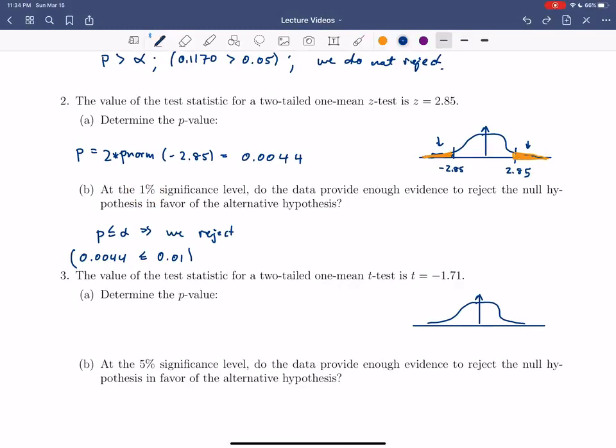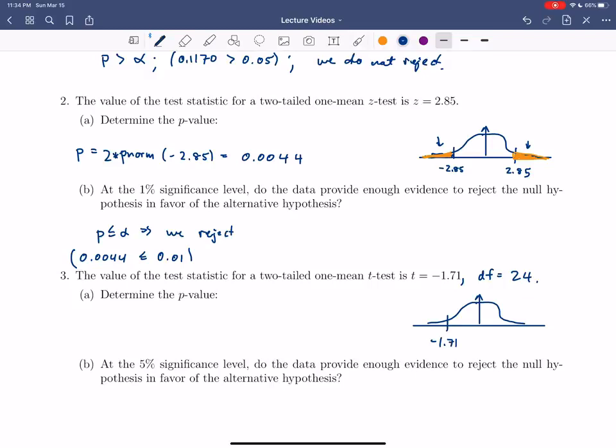All right, one more for the video. For number 3, we want to find the value of a test statistic for a two-tailed, one-mean t-test where t is negative 1.71. I forgot one piece of information here. I can say this one in 2 ways. I wanted our n to be 25, or I want our degrees of freedom to be 24. That's what I meant there. And so we have negative 1.71.